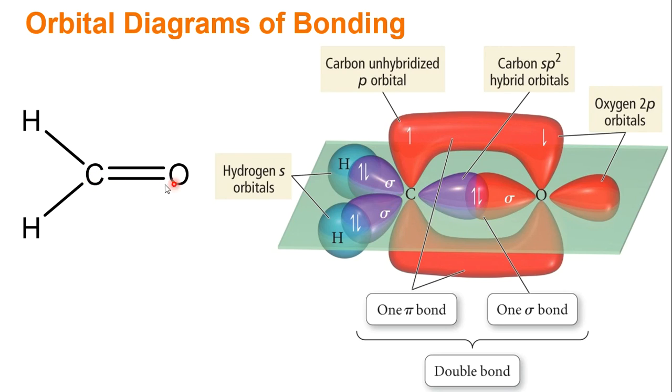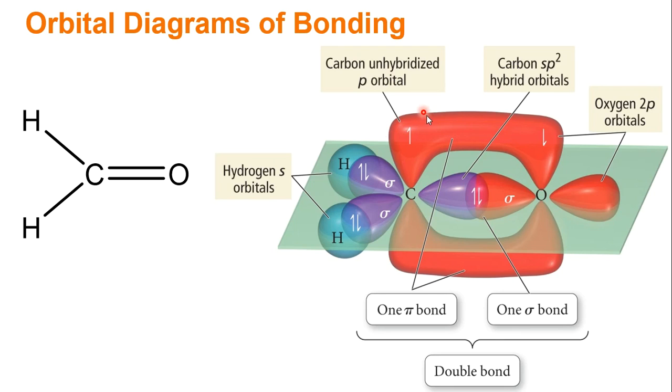The first bond with oxygen is a sigma bond. So carbon, oxygen, the first bond here is a sigma bond. We've got a hybrid orbital overlapping with a p orbital. That's a head-to-head overlap, so that's going to be our sigma bond here. The second bond between carbon and oxygen is our pi bond.